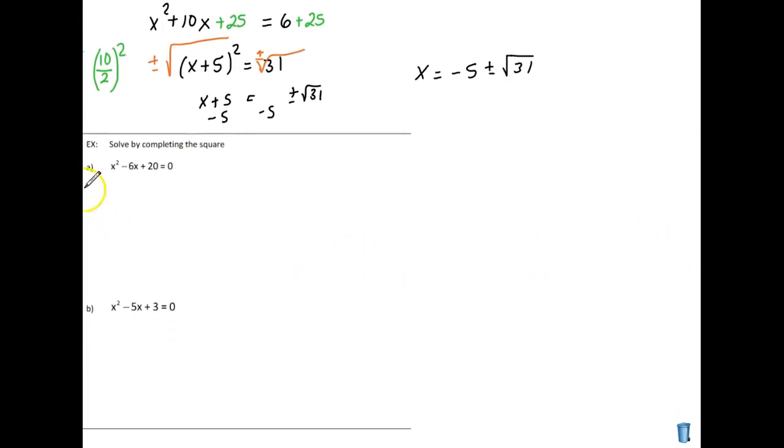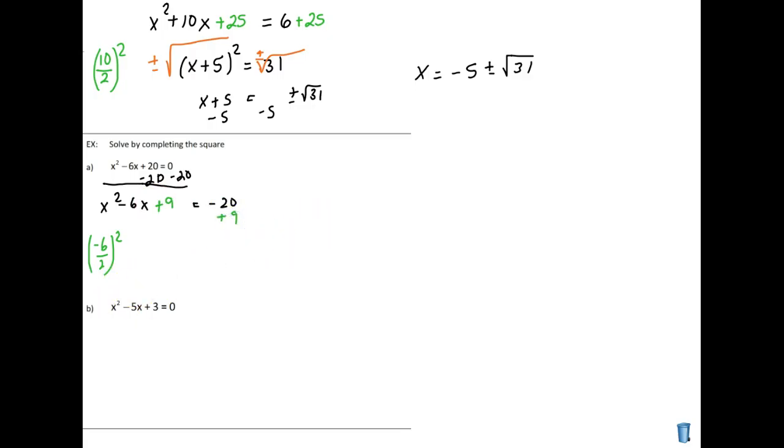Let's try a couple more here. First things first, move your c value to the other side. That's a 20. So I now have x squared minus 6x, and that equals negative 20. I'm going to take half of my b value and square it. So negative 6 divided by 2 is negative 3. Negative 3 squared is 9. So I'm going to add 9 to both sides.